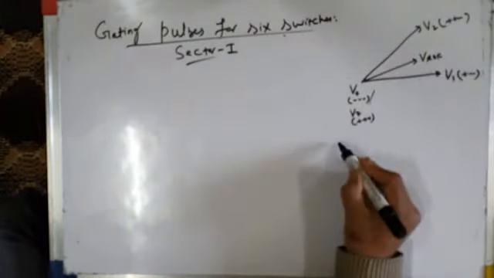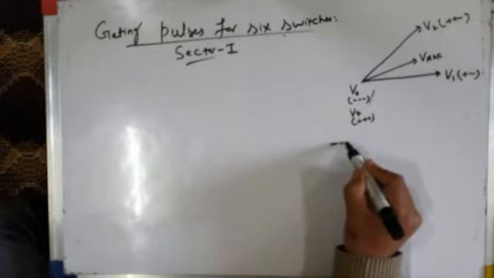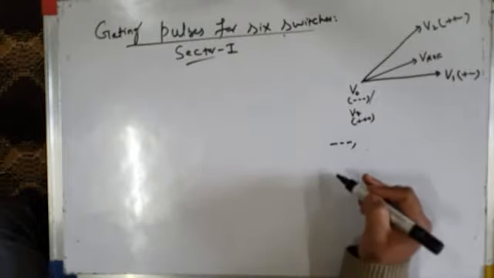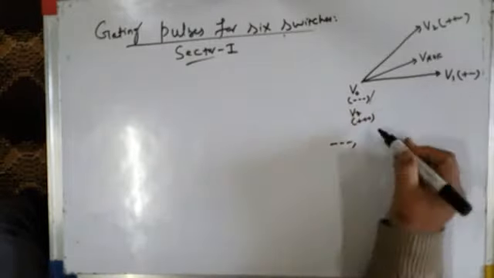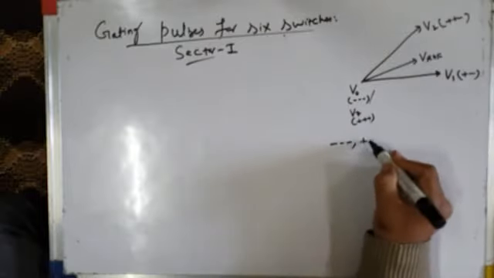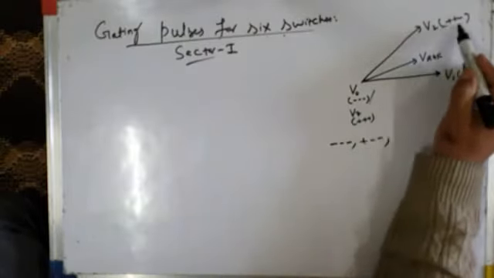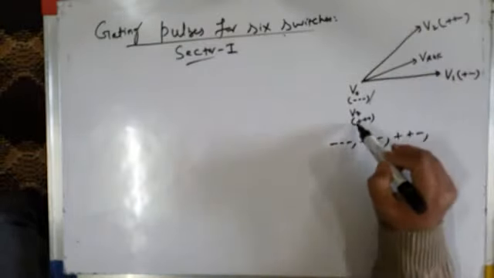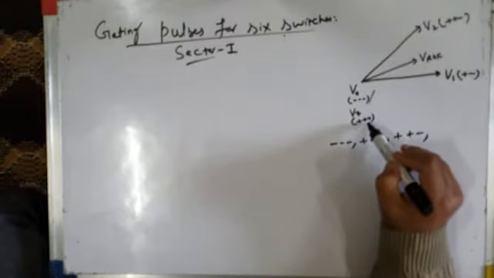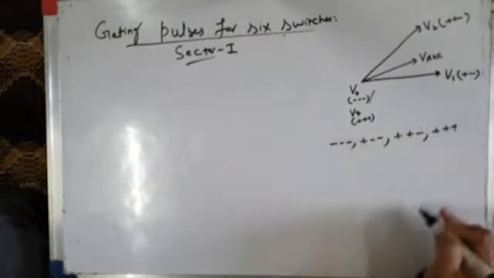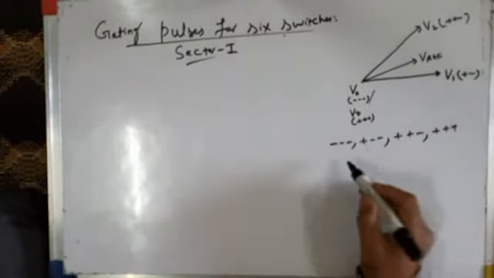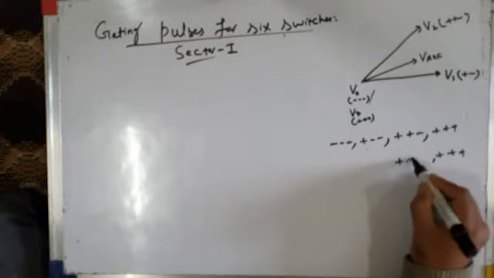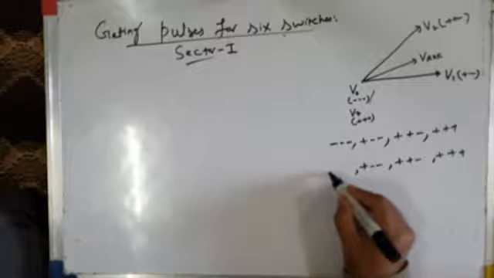So the switching sequence is like this. I'll again reproduce it: minus minus minus. V0, the 0 voltage vector, is applied for time interval TZ by 2. Then voltage space vector V1 is applied for time interval T1, so plus minus minus. Then voltage space vector V2 is applied for time interval T2, plus plus minus is the switching state. Then the 0 voltage space vector V7 is applied for another TZ by 2, so plus plus plus. This is one subcycle. In another subcycle, just the opposite of this: plus plus plus, plus plus minus, plus minus minus, minus minus minus.